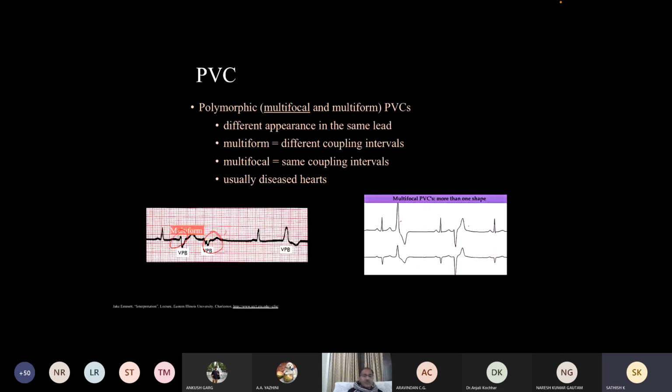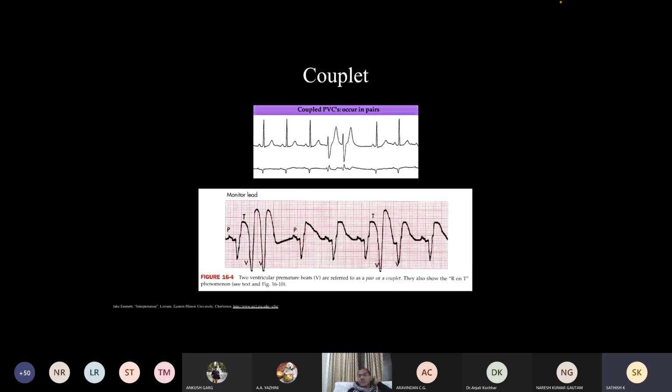Couplet and triplet PVCs. A couplet is two premature ventricular beats occurring simultaneously. Here you can see it most commonly occurs after the T wave. Here after the T wave you can see two premature ventricular beats. This is the R on T phenomenon, where it usually occurs after the T wave. Its significance is that it can lead to ventricular tachycardia or ventricular fibrillation, mostly in cases of MI. In a triplet, the PVCs occur in threes.